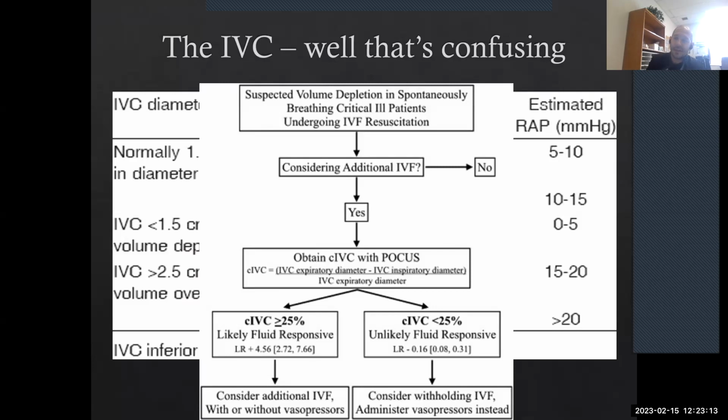And a second paper looking at the IVC then looks at change in diameter from expiration to inspiration, and a change of 25% suggests likely fluid responsiveness with a likelihood ratio of only 4.5, which again is not as good as the cap refill we saw on the previous slide. And all these studies looked at the IVC and then had terms like consider fluids, consider vasopressors, without really great guidance as to what we can do.